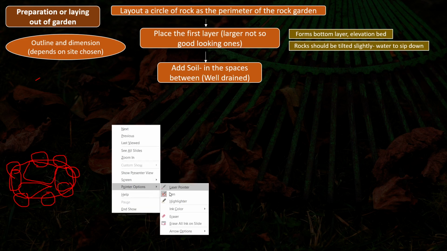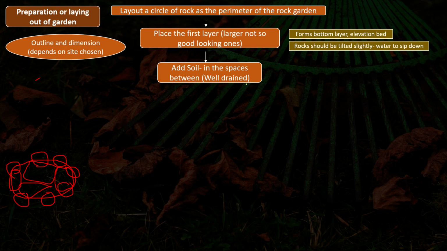So let me change the color for you. I don't have any brown color here, so fine, I'll use yellow. Now what we are going to do is add soil in the spaces. You can see that there is space available here, so fill it up with soil. Put soil in between all of these empty spaces, wherever you find space between the rocks, right?